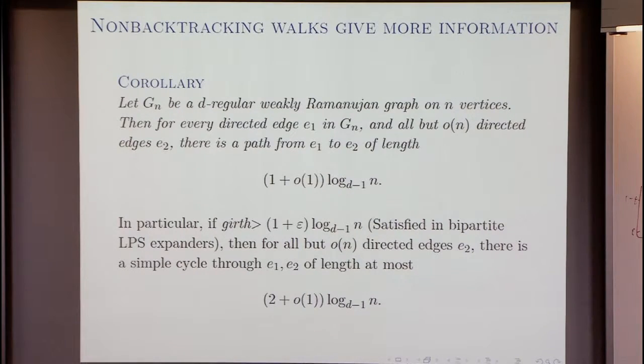With non-backtracking walks, which is our approach, we can get some more information, because we don't get just distance between vertices, we get distance between directed edges. So if you have fixed one directed edge, then for almost every other directed edge, you can find a directed path of the requisite length, log to base d minus 1 of n. And having a directed path from one edge to another is stronger than just going from a vertex to a vertex, because it's very hard in these graphs to turn around, because they tend to have high girth.